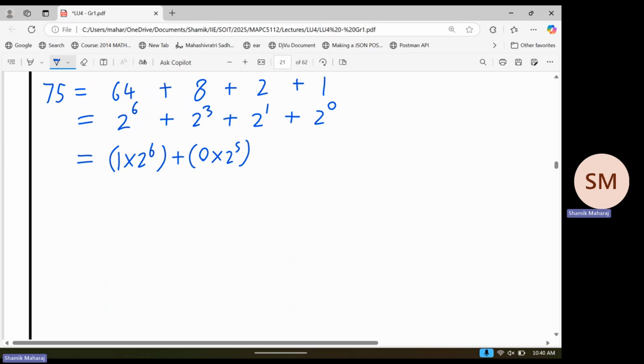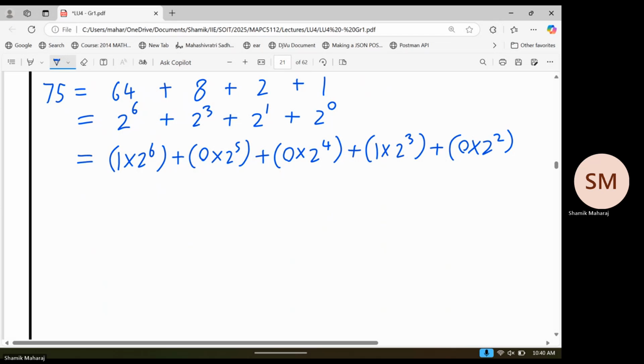2 to the 4 is also not there. So see, I'm going in order. 2 to the 4 is not there, so it gets a 0 in front of it. 2 to the 3 is there, so it gets a 1 in front of it. Next one is 2 squared, which I don't see. 2 squared is not there, so it gets a 0 in front of it. 2 to the 1 is there, so it gets a 1 in front of it. And 2 to the 0 is there, so it gets a 1.